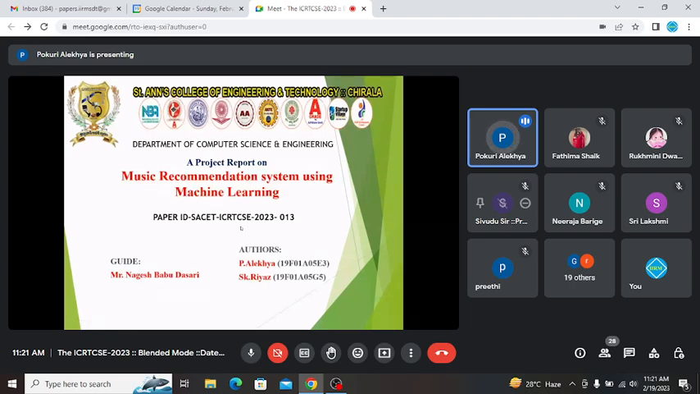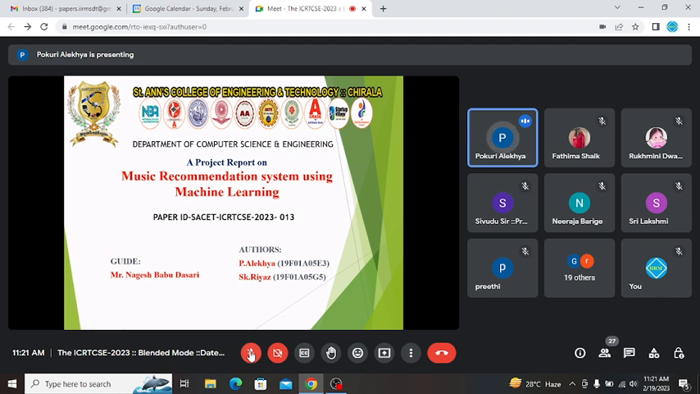Good morning, sir. I am from batch C1. This is our project, music recommendation system using machine learning. Our guide is Mr. Nagesh Babu, sir. I am P. Alekhya, I am the main author. And Sheikh Riaz is my teammate.